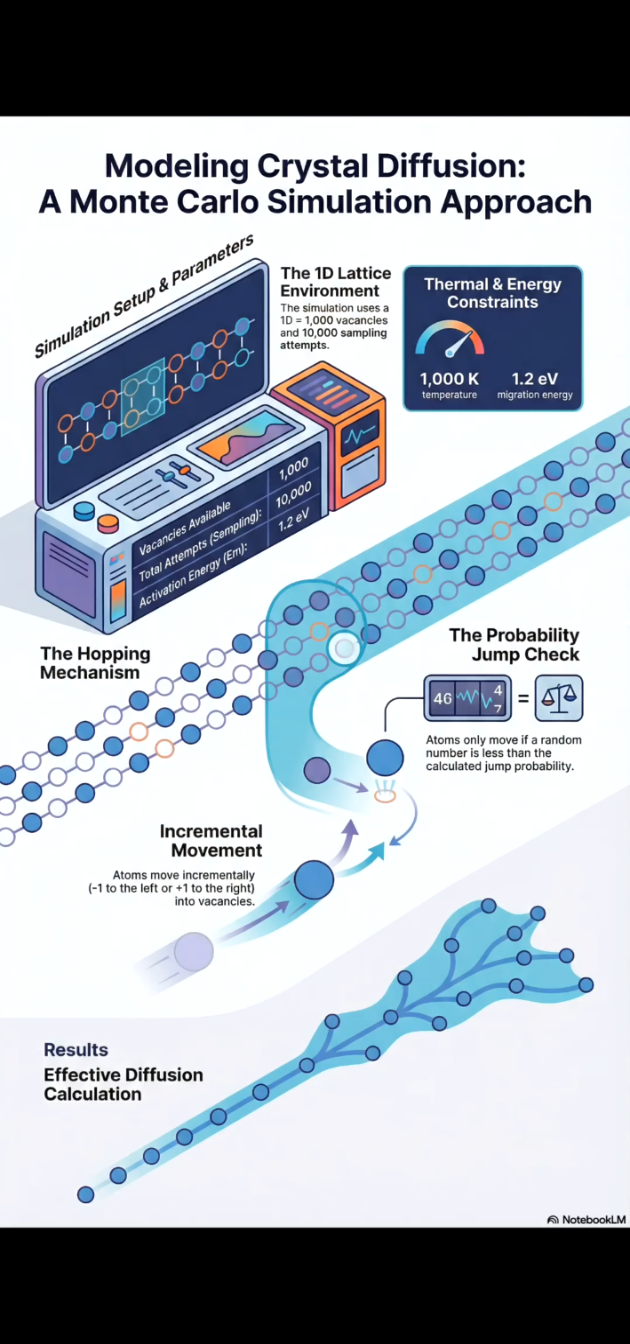10,000 steps, 1,000 Kelvin, 1.2 eV barrier. They crunch the MSD, divide by 2t, and the final number the code spits out is 3.2 times 10 to the negative 7th meters squared per second. 3.2 times 10 to the negative 7th. Now, I look at that number, and as a layperson, it's just a string of digits. Is that fast? Is that slow for an atom?